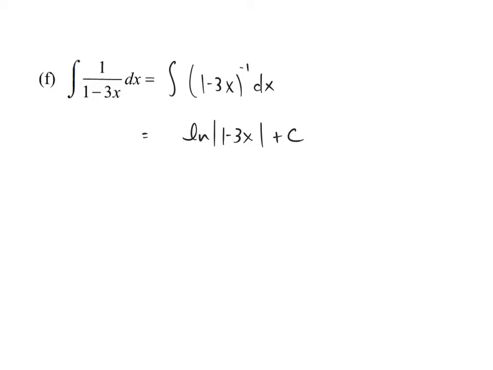And then finally, the inside function, this inside part right here, has a derivative of negative 3. And so because it has a derivative of negative 3, I need a negative 1/3 in the front of that natural log. That way, if I were to take the derivative of my answer, we would end up with what we started with, which didn't have a negative 3 in the problem. Okay, so I hope that's making sense.